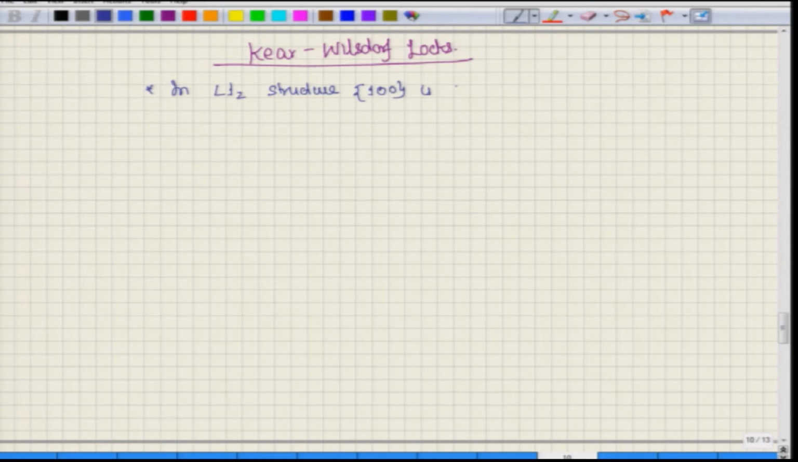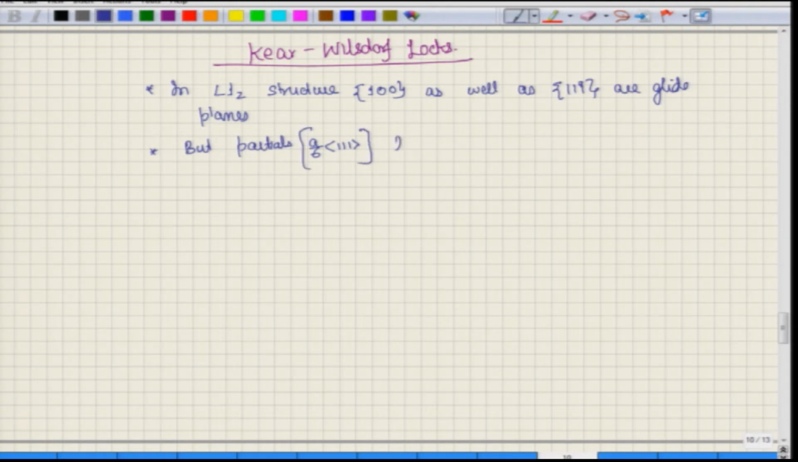Now, in L12 structure 100 as well as 111 are glide planes, right? Remember that. But the partials, which is a by 6, 211 type, these are formed and glide only on 111. Not on 100. So, if somehow part of these dislocations were on 111 and other part was on another 111 and in between it was stuck by a 100, then they will remain as it is.